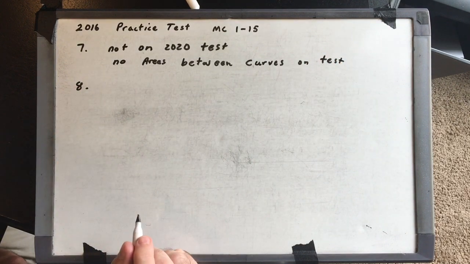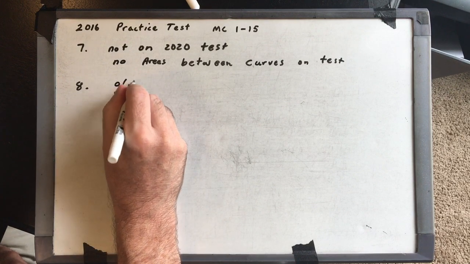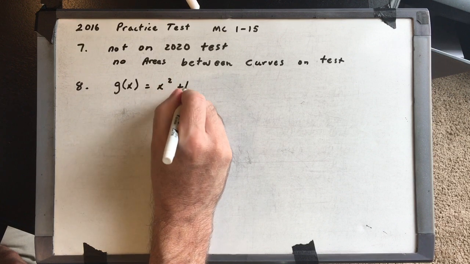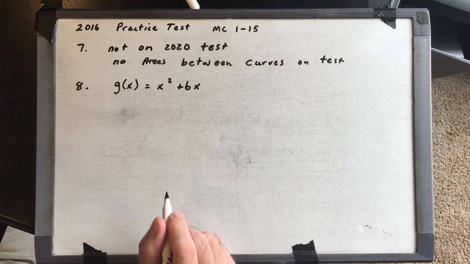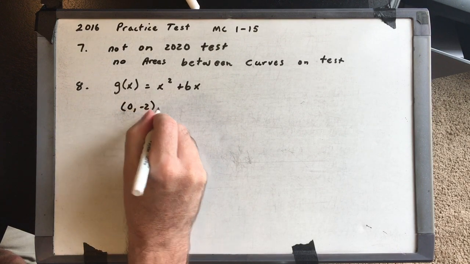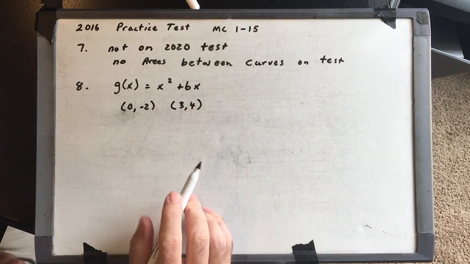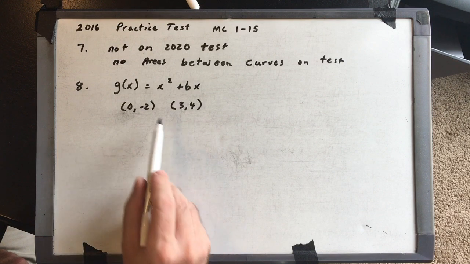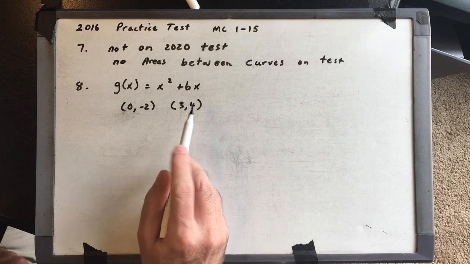All right, let's try number 8. That one says the function g is defined by g of x is equal to x squared plus bx, where b is a constant. If the line tangent to the graph of g at x equals -1 is parallel to the line that contains the point (0, -2) and (3, 4), what's the value of b? So what it's saying is that we need to get the slope of this line because it's going to have the same slope as the tangent line at x equals -1.